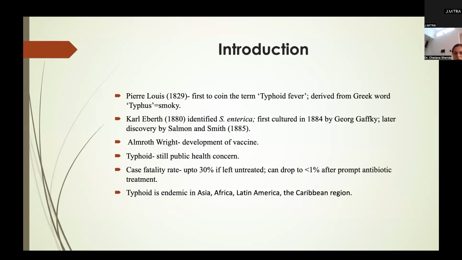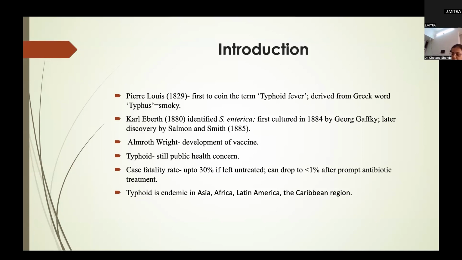Pierre Louis was a French physician who first coined the term typhoid fever, which was derived from the Greek word typhus. Typhus means smoky, which is attributed to the condition of patients, which was stupor-like. Then, in 1880, Karl Eberth identified Salmonella enterica, and it was first cultured in 1884 by Georg Gaffky. There was a development of a vaccine by Almroth Wright.